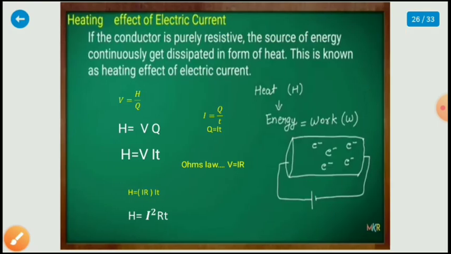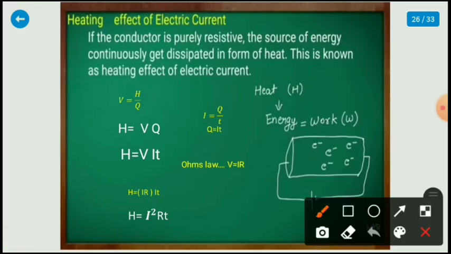Next, the heating effect of electric current. If the conductor is purely resistive, the source energy continuously gets dissipated in the form of heat. This is known as the heating effect of electric current. So these are the three formulas we use for the heating effect: H is equal to VQ, H is equal to VIT, and H is equal to I square R.